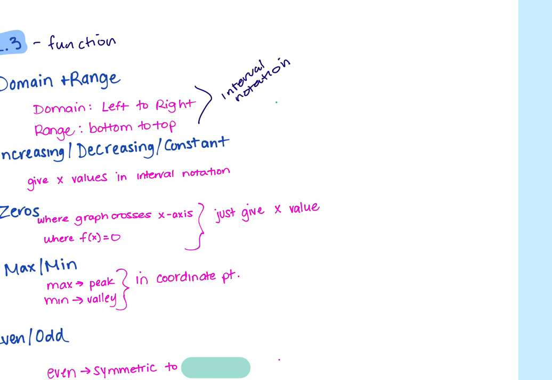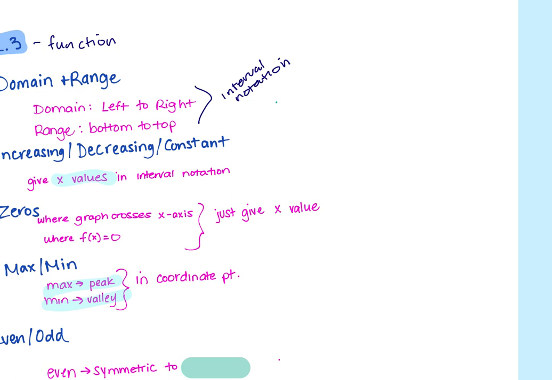Remember, domain and range is in interval notation, left to right, and then range bottom to top. Your increasing, decreasing constant behavior is your x values on those intervals. So before you even answer that, you're going to have to go to your max and mins. That's where it changes direction. So I'm going to give you a little graph for you to draw just as your own reference so that you can kind of label your points. I would label your max and mins, and then that's where you know it changes direction.